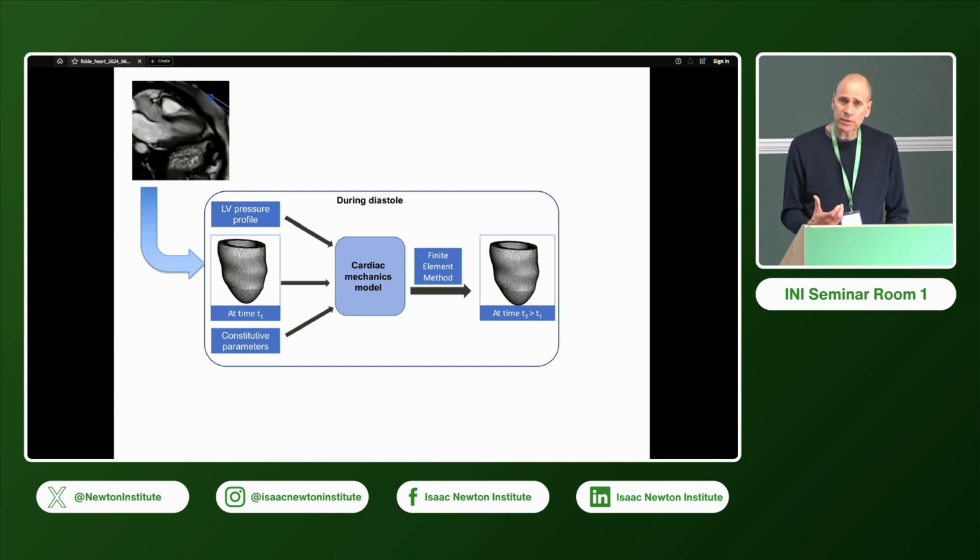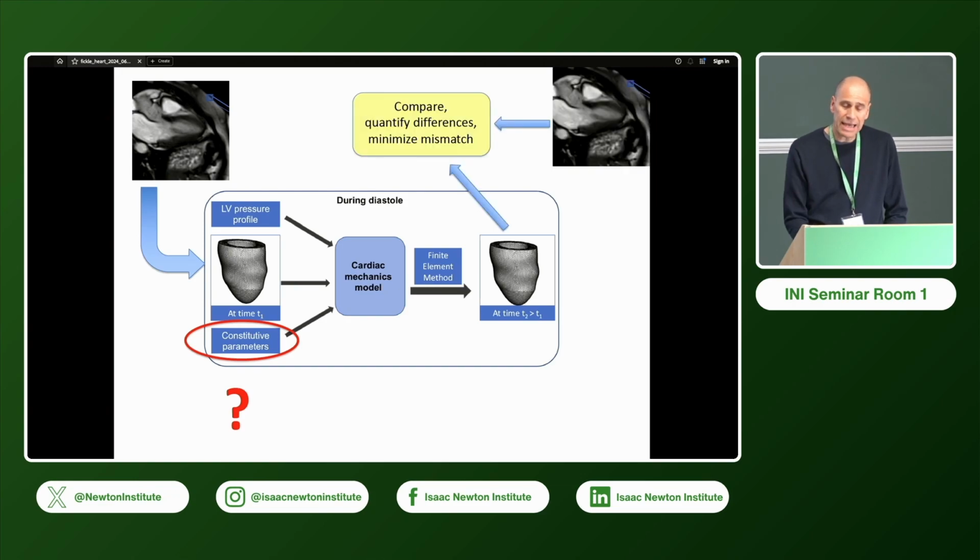We get the left ventricle, as mentioned before, from the magnetic resonance images. And we're interested in the constitutive parameters. And in principle, we can get them by comparing the prediction from the model with the left ventricle at late diastole extracted from the magnetic resonance images. Then we can find the parameters that minimize the mismatch.